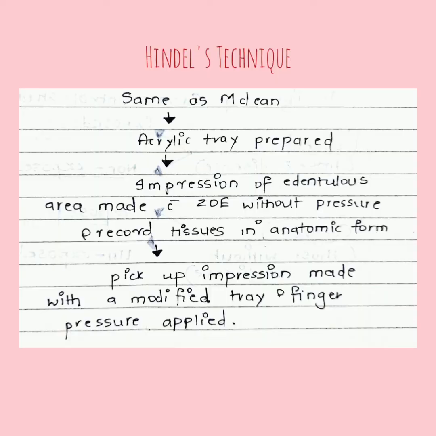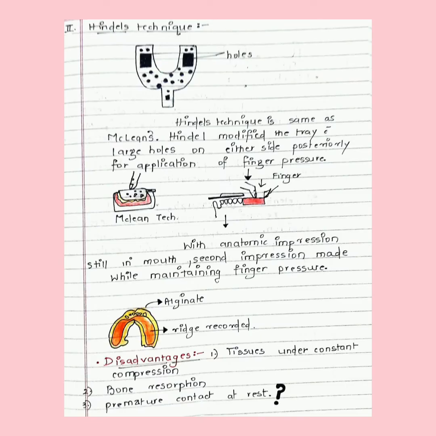Hindle's technique is the same as Mclean's, except that Hindle and co-workers developed a special tray for this with 2 holes in it. Similar to Mclean's technique, a custom tray is prepared, border molding is done, the impression is made just like CD, and jaw relation is taken. An impression of the edentulous area is made with ZOE paste and records tissues in anatomic form because we are not applying any force or pressure here. Then a pickup impression is made with a modified tray and finger pressure is applied. You see, the anatomic impression was still in place in the mouth, and then we made a second impression by applying finger pressure.